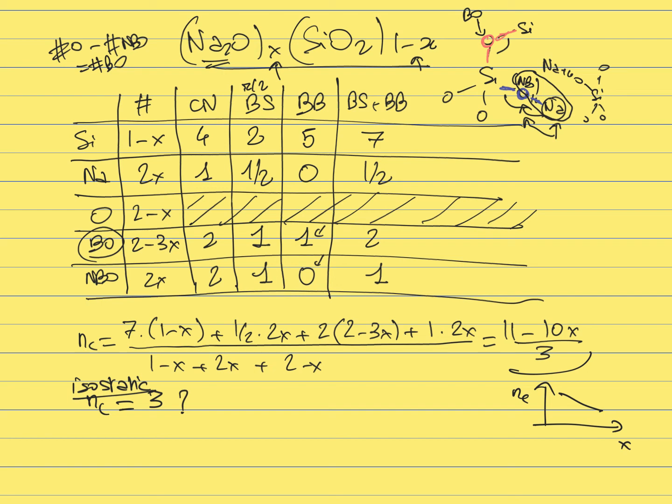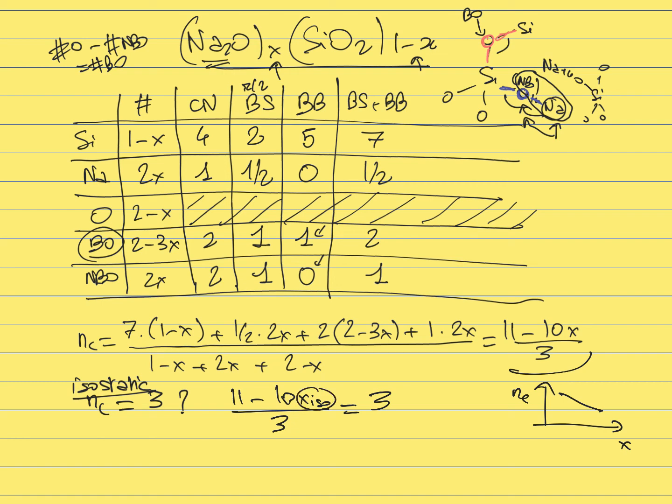So based on it, you just have to solve for which x, a specific value of x, is going to correspond to the isostatic threshold. So I'm going to solve this equation. What is the value of x that gives me a number of constraints per atom equal to 3? I want to find the specific value of x that I'm going to call x iso.